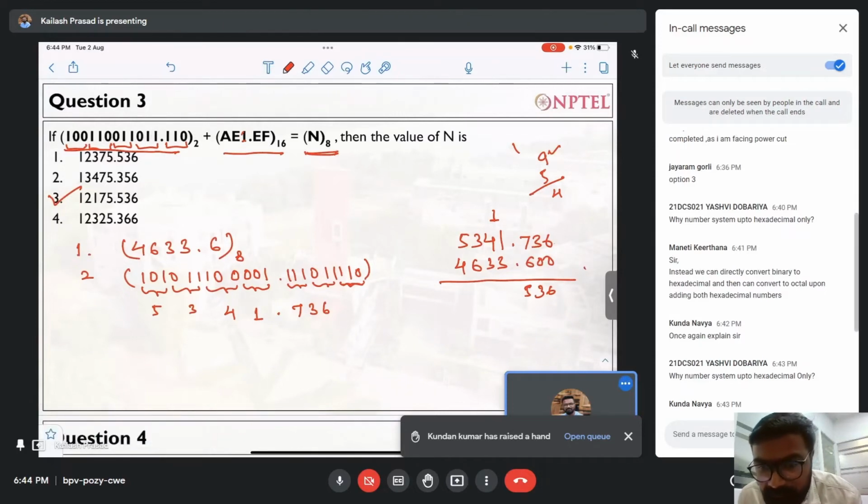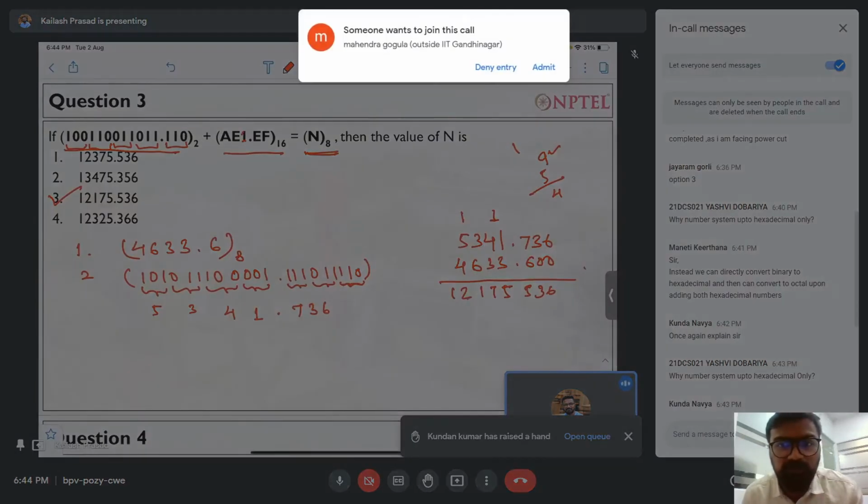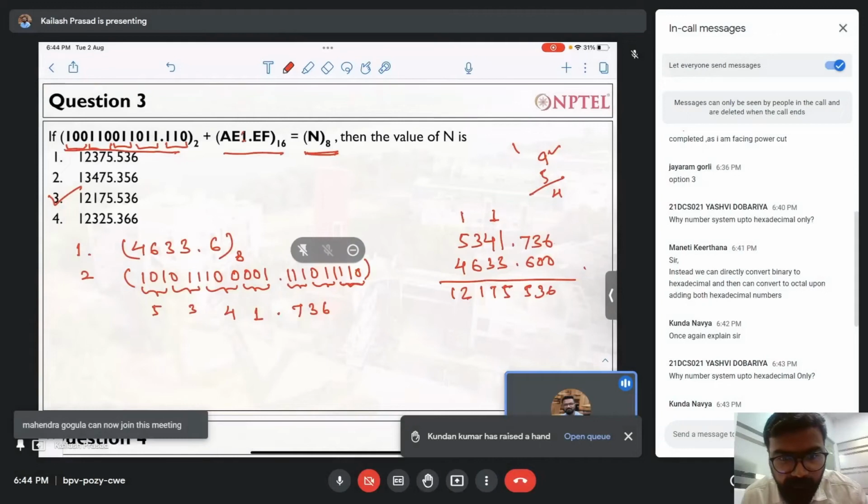So that will be represented by the carry. That's how it is. Why is the number system only up to hexadecimal? Okay, that's an interesting question. I will answer this question, Yashvi. But before that, let me revisit this particular problem. 3 plus 1, 4, so this will be 5, right? This will be 4 plus 3, 7. 6 plus 3, so this will be 1 with carry 1, right? And this will be 1, 2. When you add 5 plus 4 plus 1, this will be 2 with carry 1.